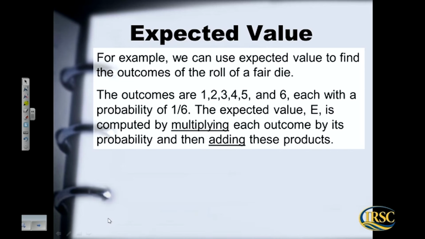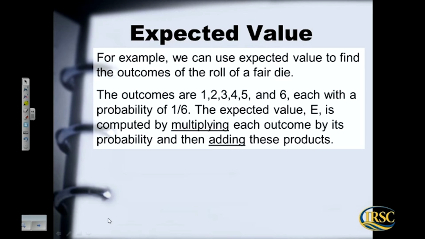And each of them has a probability of 1/6. So the probability of rolling a 3 is 1 out of 6. Probability of rolling a 5 is 1 over 6. So the expected value, which we're going to capitalize as letter E, is computed by multiplying each outcome by its probability and then adding these products. That's how you find expected value right there, that second sentence. Multiplying each outcome by its probability and then adding these products.